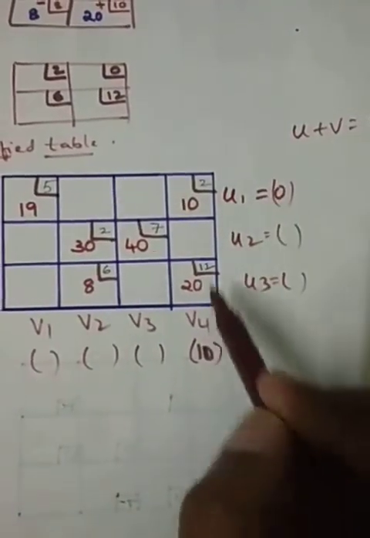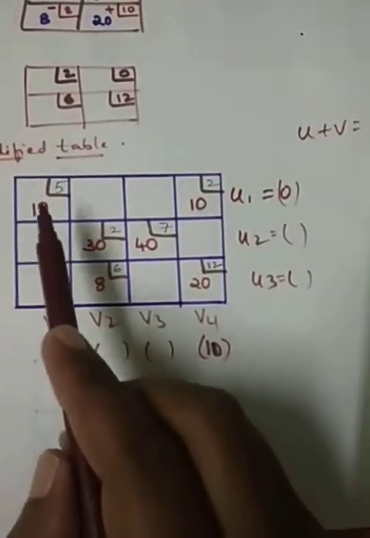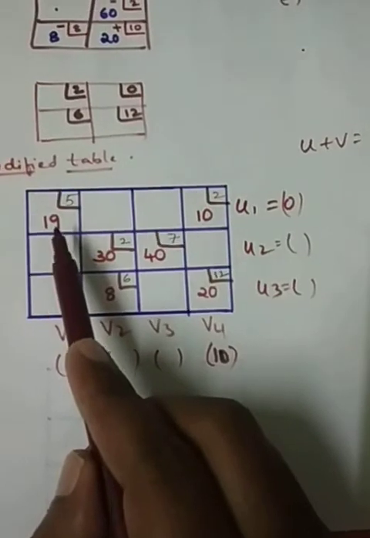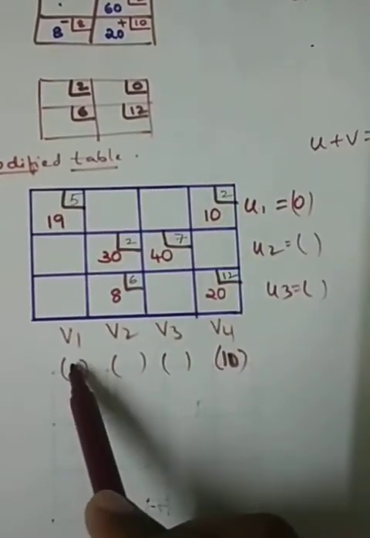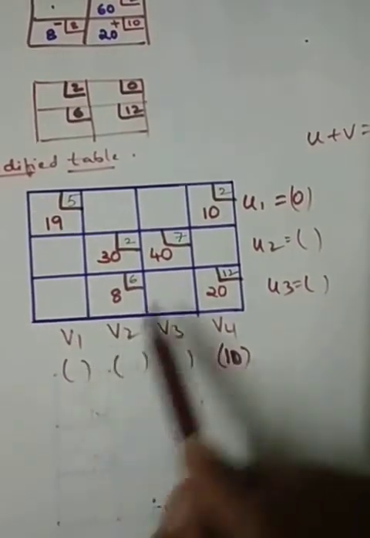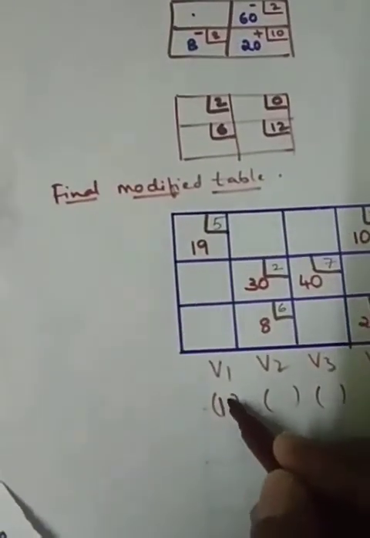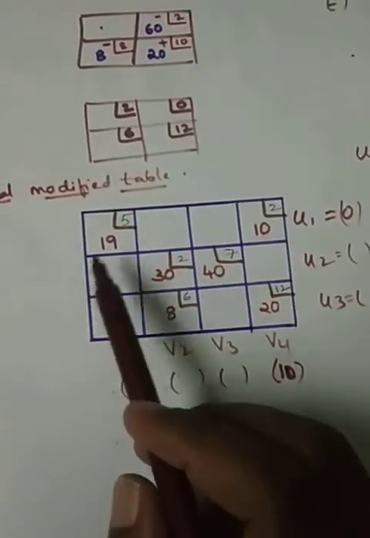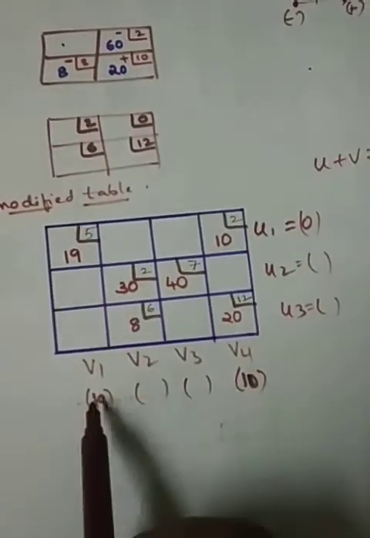0 plus 10 should become 10. Similarly, here you can see 19 is there now. So 0 plus something should become 19. What is that something value? 0 plus 19 is equal to 19. So you have got the V1, V4 value.